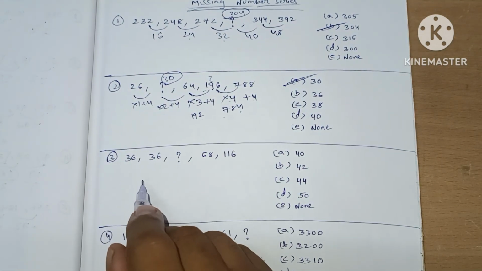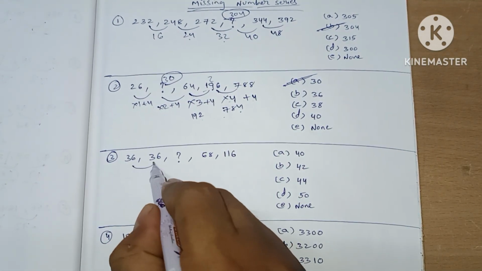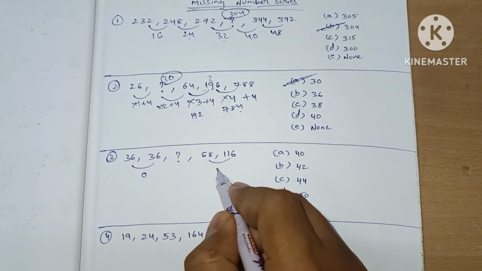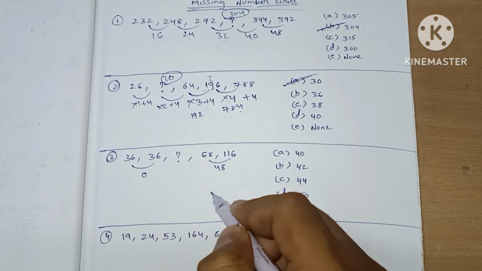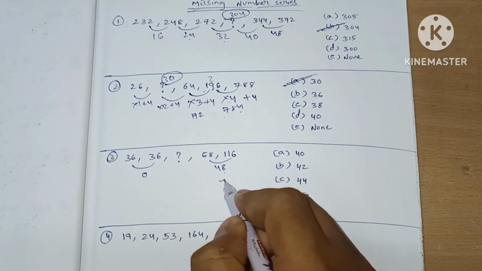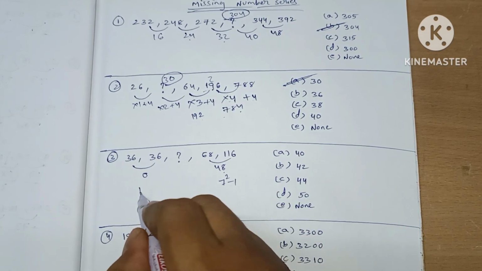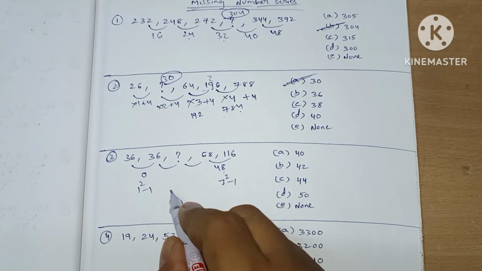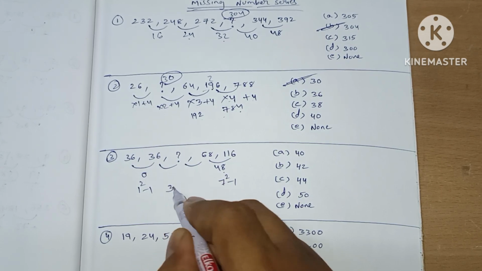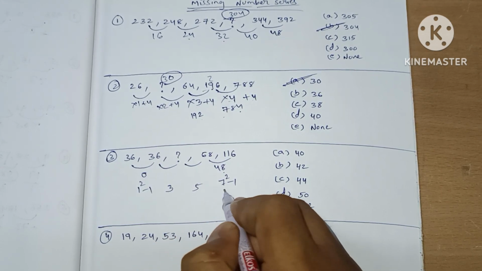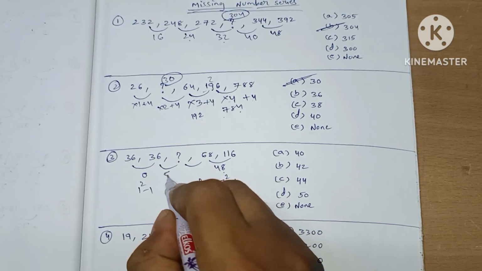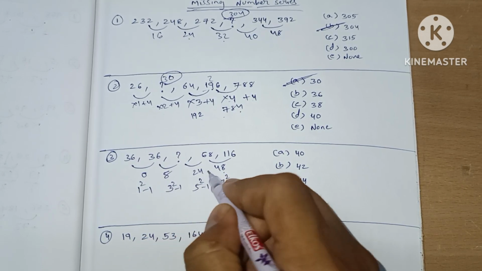Third question. Here the difference between these two is 0, and here the difference between these two is 48. 48 seems like 7 square minus 1, so it must be 1 square minus 1. So here two possibilities, means we'll take odd numbers 3 and 5 and 7. 3 square minus 1, 5 square minus 1, which will be 8 and 24.